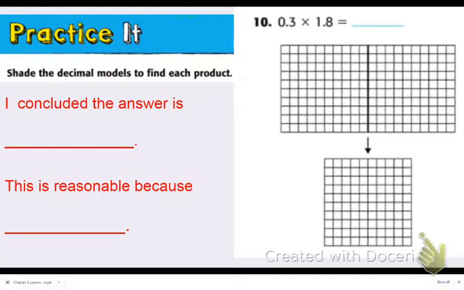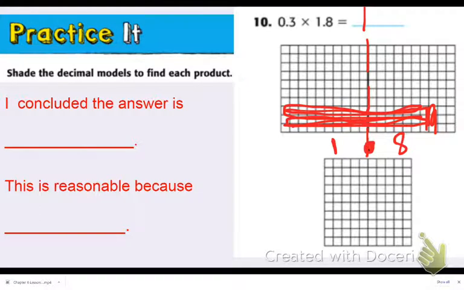Okay, shade the decimal models to find each product. Okay, well, I'm going to shade 1 and 8 tenths, and I'm going to do that for 3 tenths. So let's go ahead and shade the first value. I'm going to shade 1 and 8 tenths all the way over to 8, and I'm going to do that for 3 tenths. Okay, so I'm starting to combine it a little bit more. So down here I've shaded 1 whole, right? Here's the line, that's 1 whole. And then I shaded 8 tenths out of the next one. And over here you can see that I did 3 tenths.